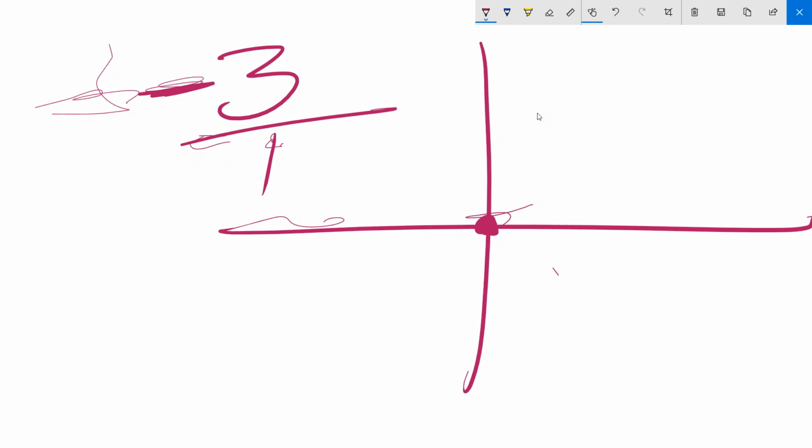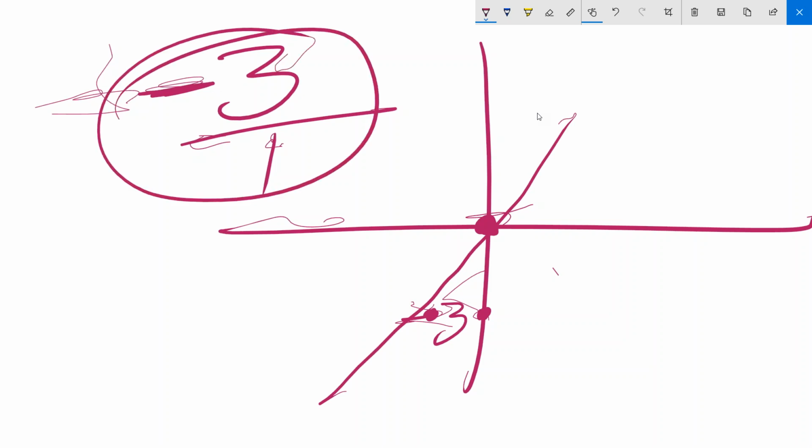Down 3 over 1. "Over" is not specific enough. I need to know: down 3, left or right? Down 3, left 1. If I do that, what kind of slope is that? Positive or negative? Positive. If you view it the other way, yeah, we have a negative slope, so that's not right.